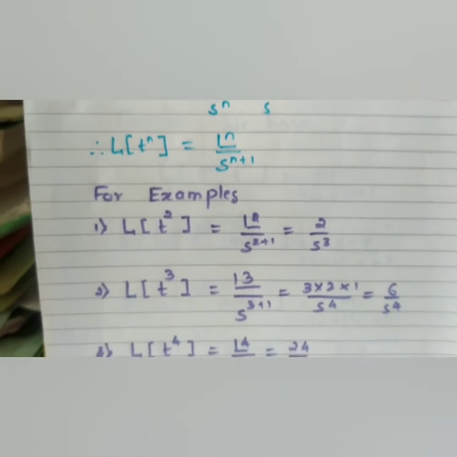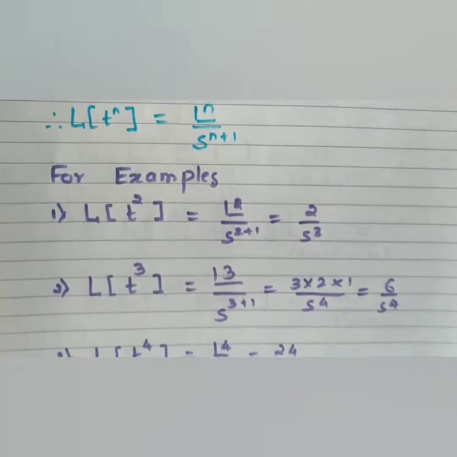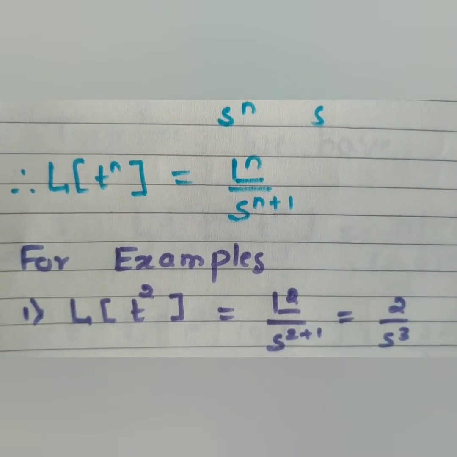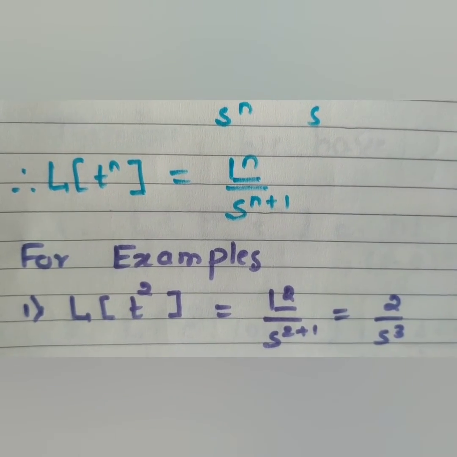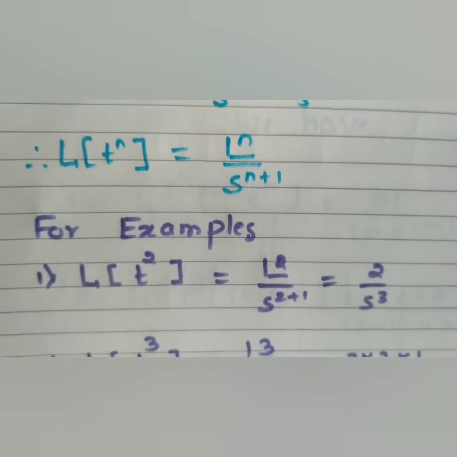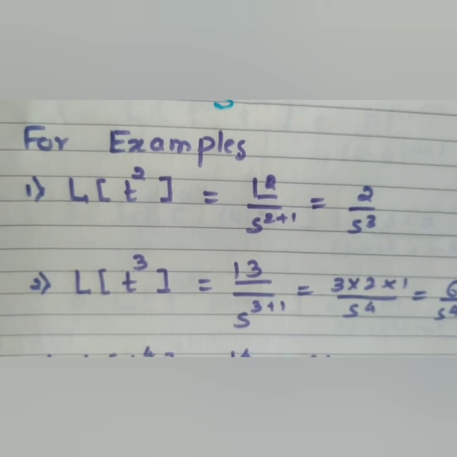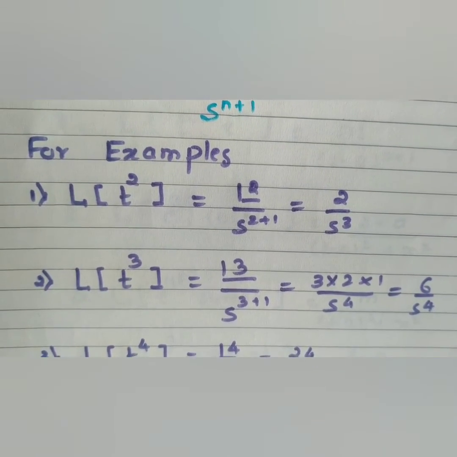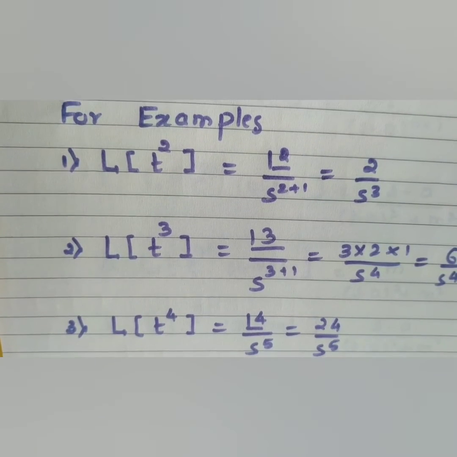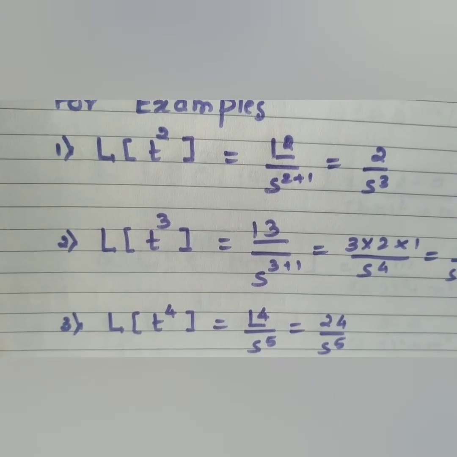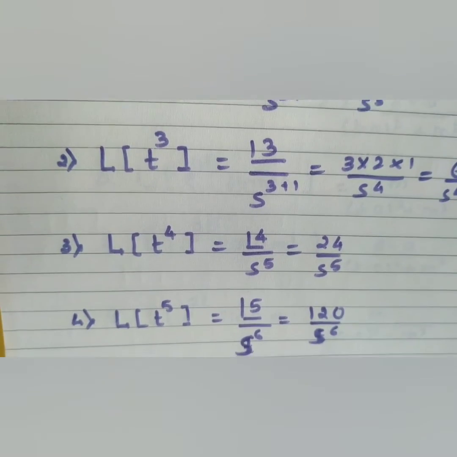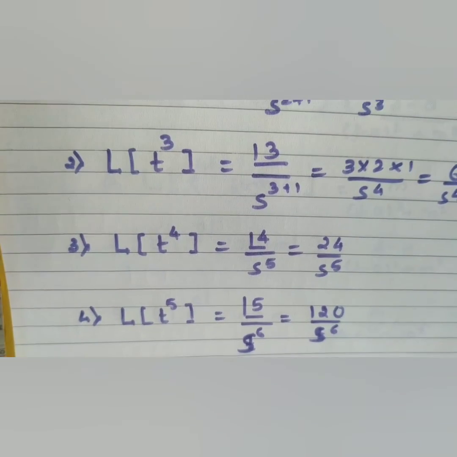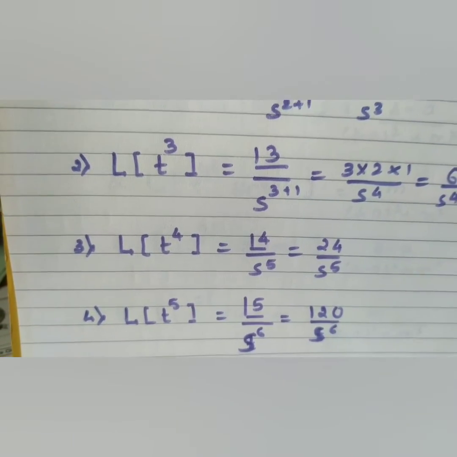With the help of this, instead of n, we can put numbers to practice. L of t raised to n is n factorial divided by s raised to n plus 1. If n is 2, it is 2 factorial divided by s raised to 2 plus 1, that is 2 divided by s raised to 3. L of t raised to 3 is 3 factorial divided by s raised to 4, that is 6 divided by s raised to 4. Similarly, L of t raised to 4 is 4 factorial divided by s raised to 5, that is 24 divided by s raised to 5. Similarly, L of t raised to 5 is 5 factorial by s raised to 6, that is 120 divided by s raised to 6.